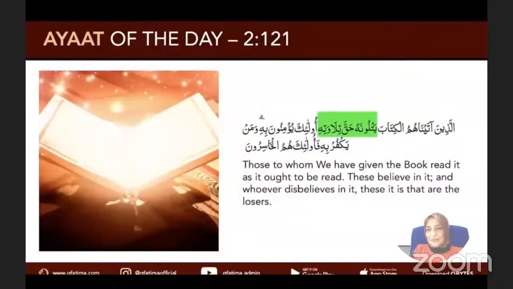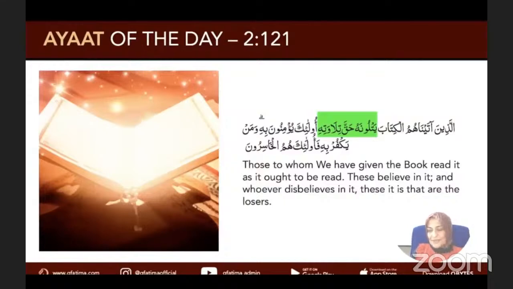Alladhina atinahum al-kitaba. Those who have given the book, yatlunahu. They do the tilawat of the book. Haqqa tilawati, as it ought to be done. Ulaika yu'minuna bihi, they believe in it. وَمَا يَكْفُرْ bihi, those who cover up the truth about it. فَأُولَٰئِكَ هُمُ الْخَاسِرُونَ, they're the ones who are going to be the losers.